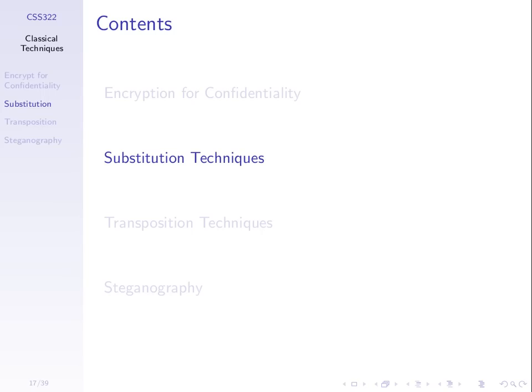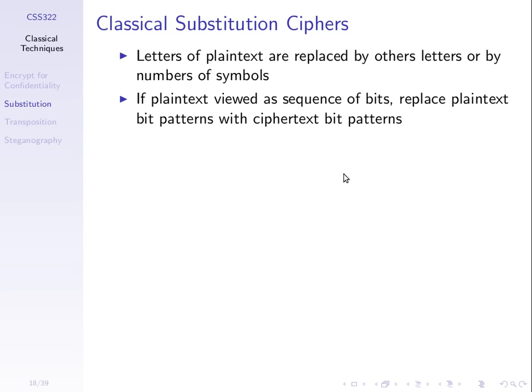First, we'll look at techniques which use substitution, replacing one element with some other element. And then we'll look at a couple of transposition techniques which rearrange the elements. That's steganography, something different. And we'll use some examples to show them.